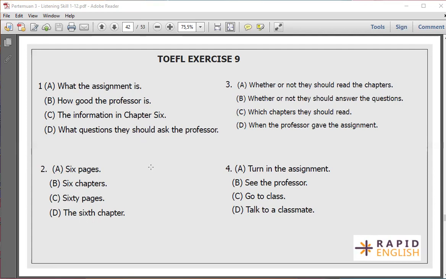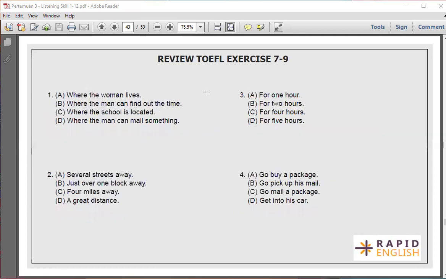Okay, you may pause or stop so that you can get the right answers. Now let's go for this one, review of skills 7 to 9. TOEFL exercise, skills 7 through 9. In this exercise, you will use all of the information that you learned in skills 7 through 9.